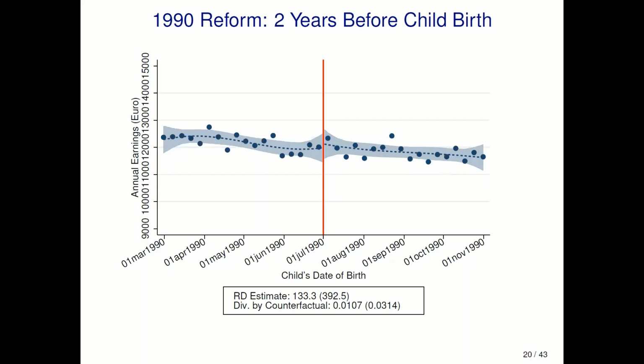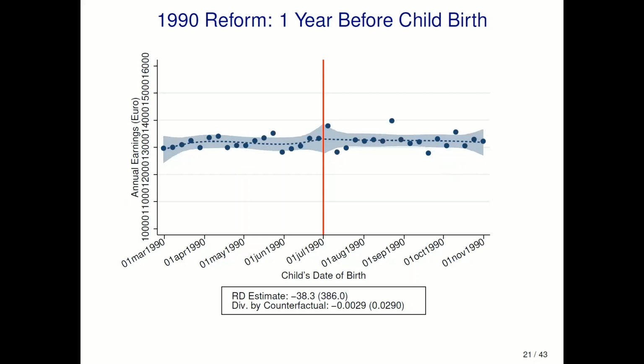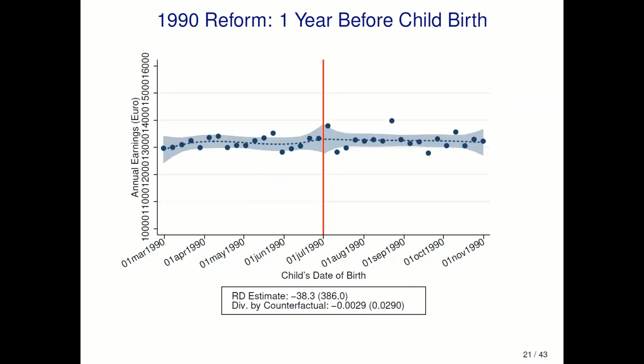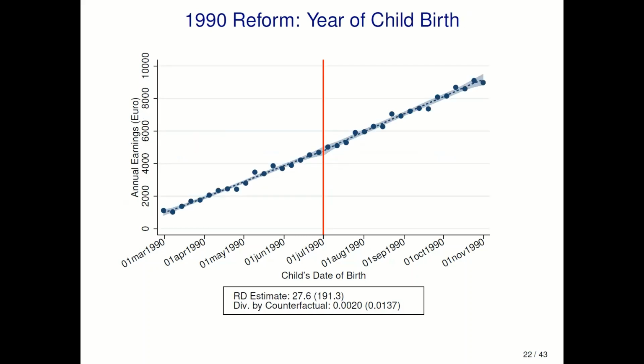Similarly, 2 years before, 1 year before. Then there's the year in which you have your child. Remember, this is year 0. Year 0 is not treated by this expansion of parental leave because the first 12 months were already covered. Consistent with that, you still see a 0 effect here. Now, one thing you may notice is, of course, that the functional form changed a lot between year -1 and year 0. That's the child penalty.